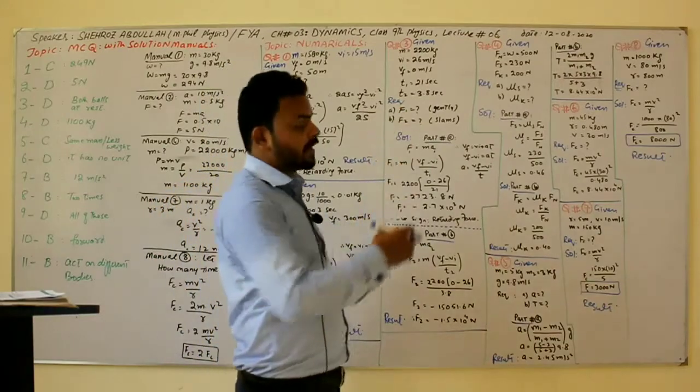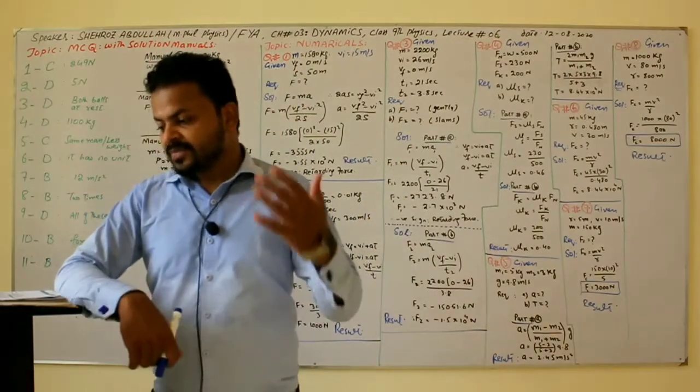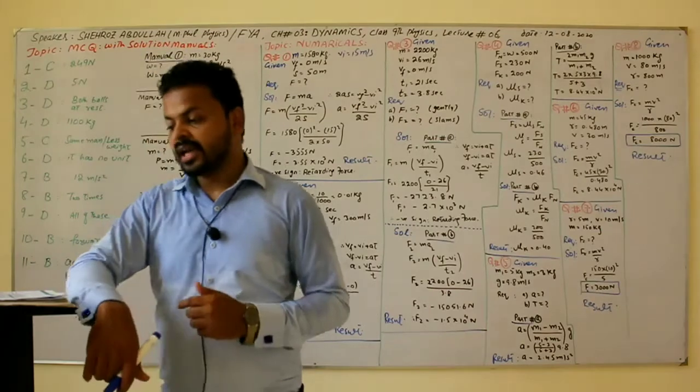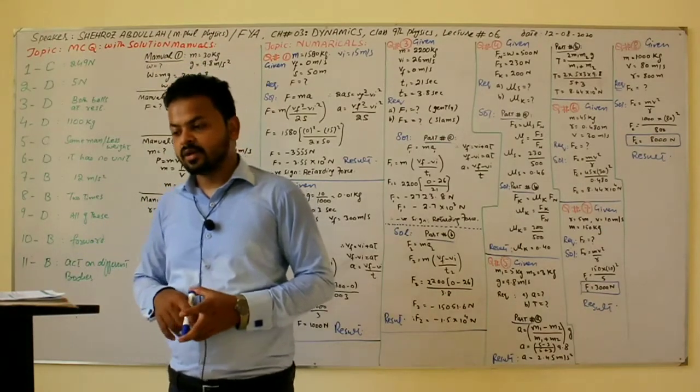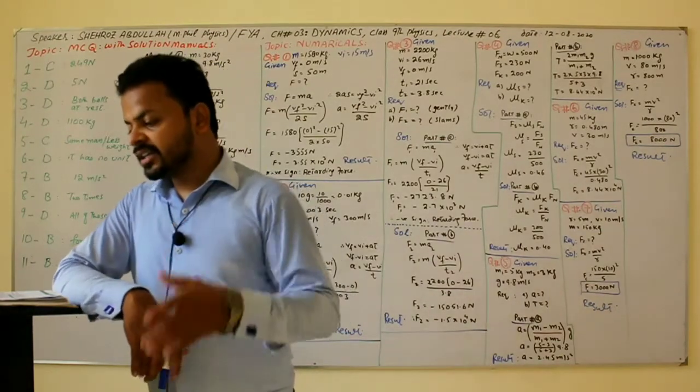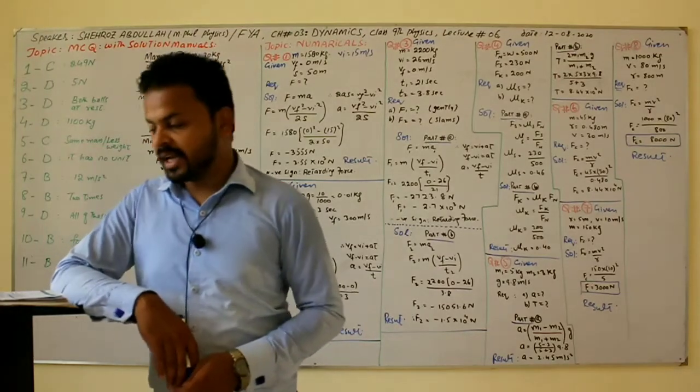Okay, coming towards numerical number 8, let me read the statement, last numerical of this chapter. Okay, a car of mass 1000 kg is running on a circular motorway interchange near Swabi with a velocity of 80 meters per second.